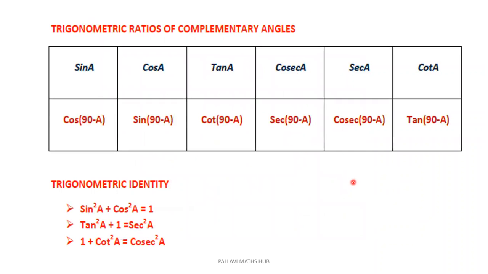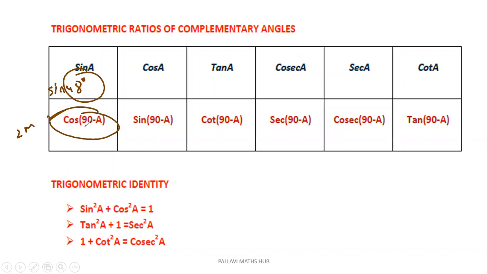And trigonometric ratios of complementary angles. Questions related to complementary angles will be asked for 2 marks. For example, they will ask you to find sine 48 degrees, but you don't know the value of 48 degrees. At that time, you can use complementary angles and find it.